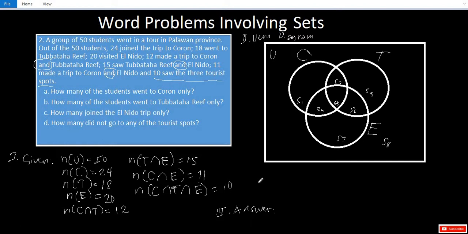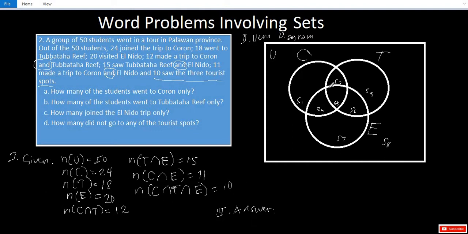Okay, so let us analyze the given. Now, the cardinality of the universal set is 50. Meaning, the sum of all the cardinalities of the 8 regions is equal to 50. We have the cardinality of set C equal to 24. So if we add the cardinalities of the 4 regions of set C, S sub 1, S sub 2, S sub 4, and S sub 5, it would sum up to 24.